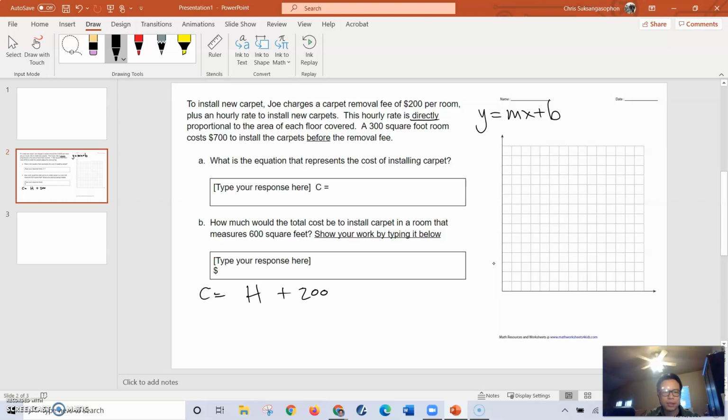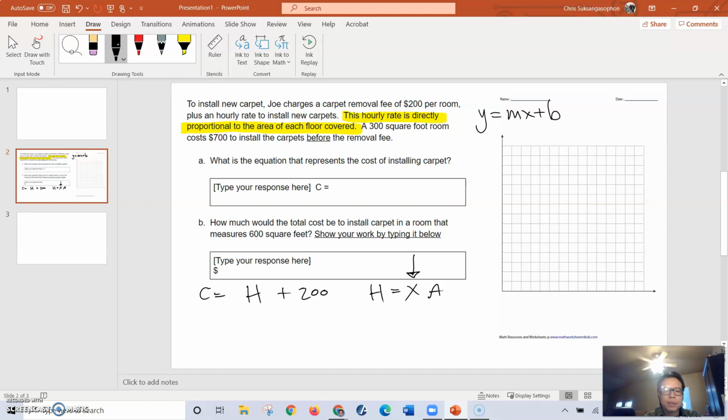the old carpet away. Okay, so the given says that the hourly rate is directly proportional to the area of the floor covered. So we can state that by saying the hourly rate is equal to the area of the floor covered multiplied by what you call the conversion factor. We don't know what it is, so we'll let it be x. Okay, so that's the difficult part here. Make note of it.